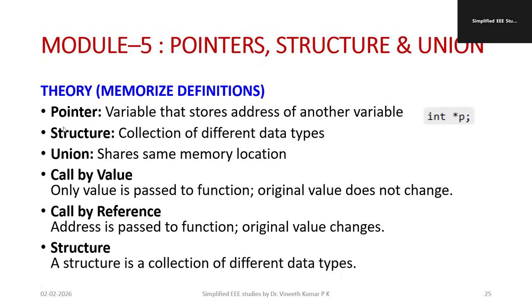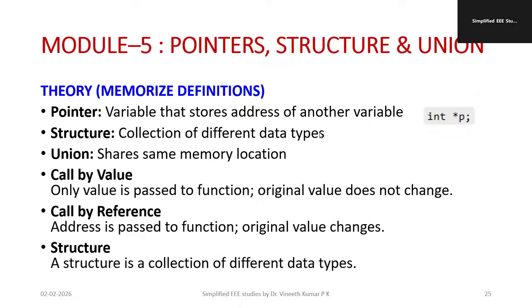Pointers, structure and union. What is a pointer? A variable that stores the address of another variable. Then it is a way how to declare the pointer. Then structure: collection of different data types. What is union? Share the same memory location. So the following points are most important.